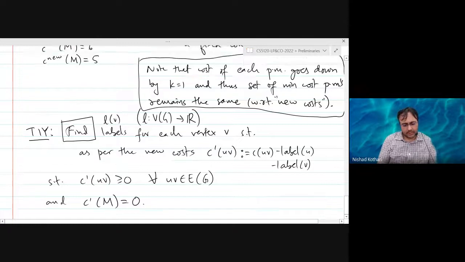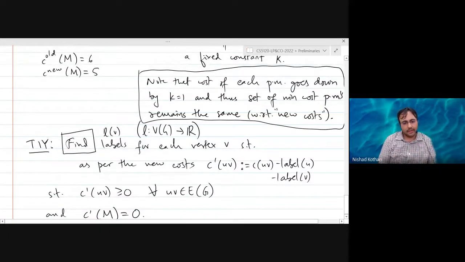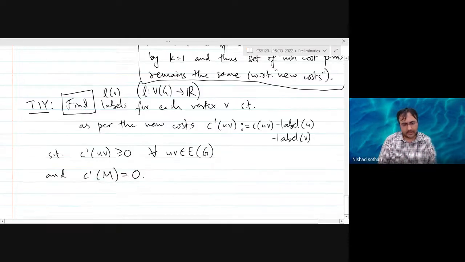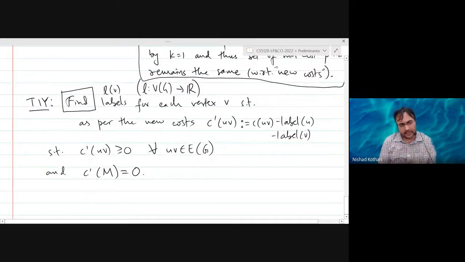Is the question clear, what you are supposed to try? When I say try it yourself, I generally mean that we are going to do it in the next lecture. Or if the problem is difficult, it might even appear on assignments, but that is not the case here. We are going to continue this example tomorrow, and we are going to see that such labels do exist for this graph.